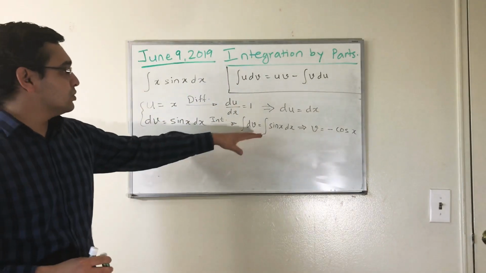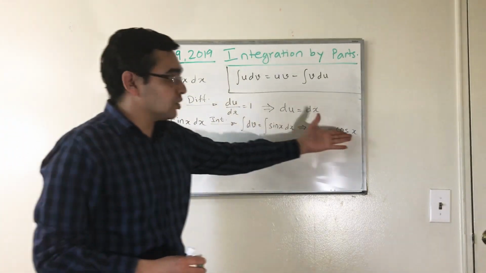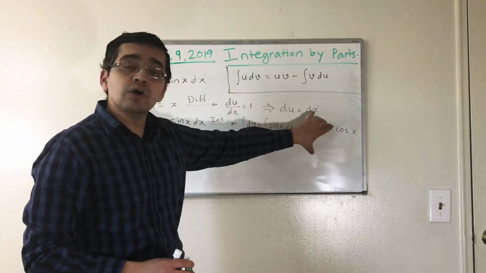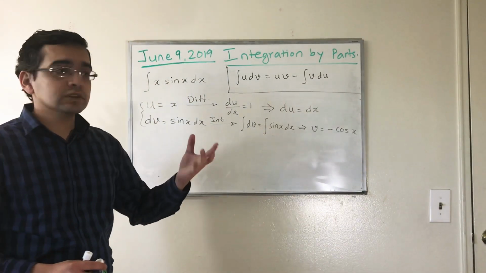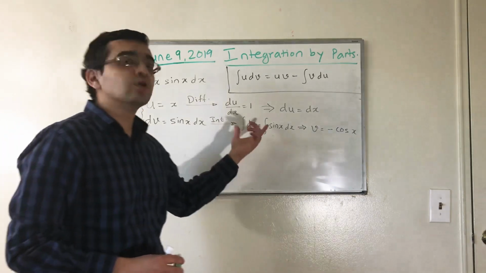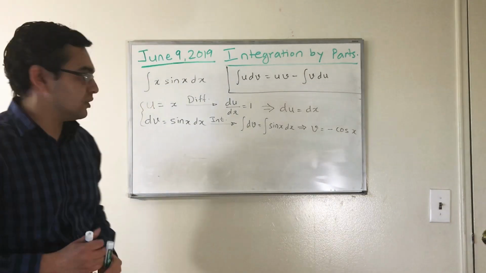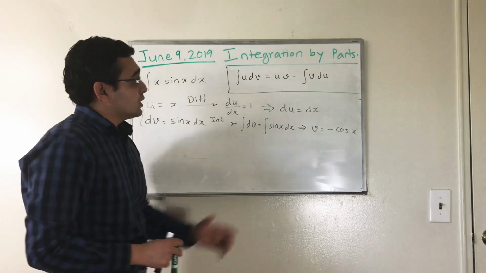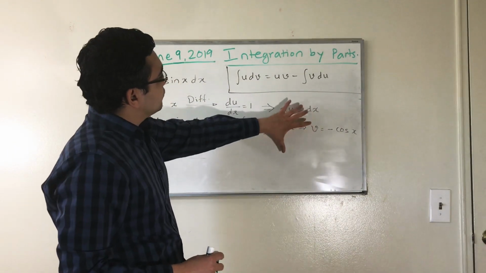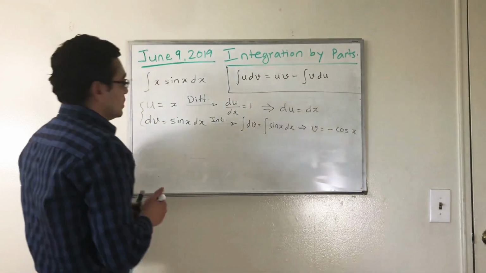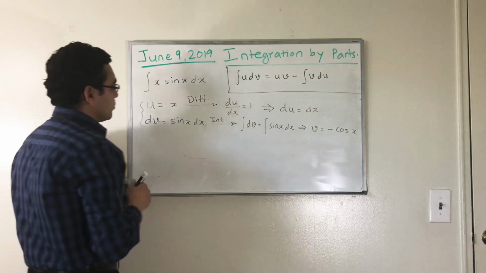Now technically, when you do the integration, you have to add a constant of integration, but we are not going to do that at this step. We will add a constant of integration at the end. So don't add a plus c at this step. All right. So now we have all the pieces of information we need to apply the formula. Let's plug everything into the formula.